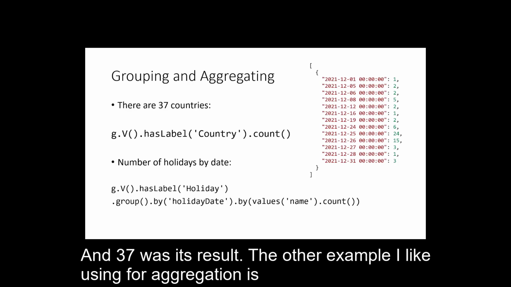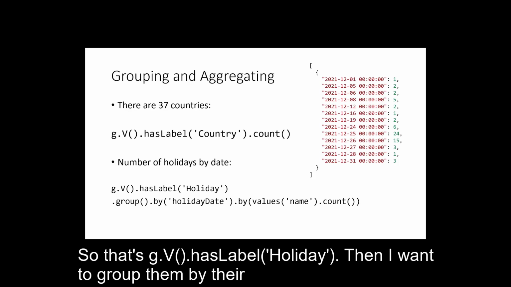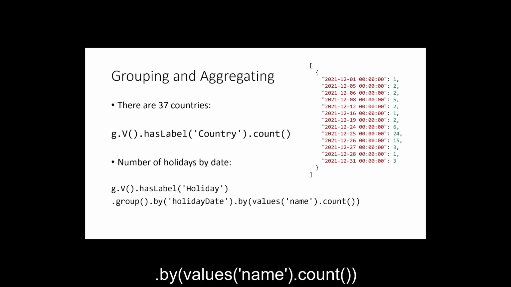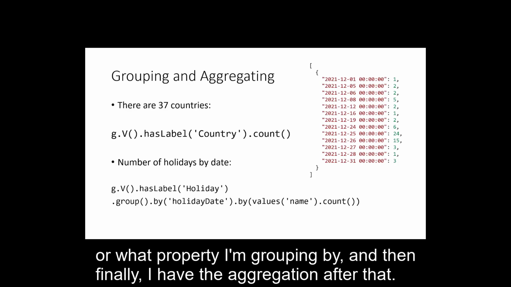The other example I'm using for aggregation is the number of holidays by date. So first I needed to get the holidays, so that's g.V has label holiday. Then I want to group them by their holiday date. And then I want to count all of the names for each date. So then I do another .by the values of the name property and call count on that. So the first by off of the group is what field or what property I'm grouping by. And then finally I have the aggregation after that.